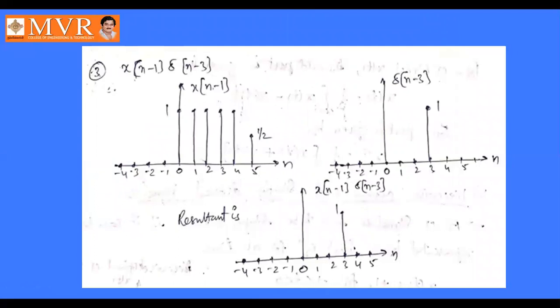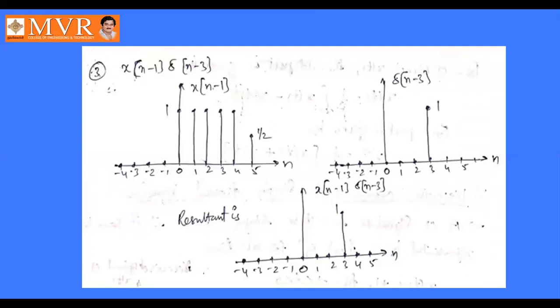Okay. Similarly, this is x of n minus 1 into delta of n minus 3. This was derived from x of n to x of n minus 1. This is delta of n minus 3. Delta of n is located at n equal to 0, but it is n minus 3, so it is shifted towards the right side by 3 units. So at 3 its value is 1, and for all remaining values it is 0. Now we will multiply these two. Except at 3, all values are 0. These zeros multiplied with all these values will give 0. So only at 3 will we get 1. That is the resultant.